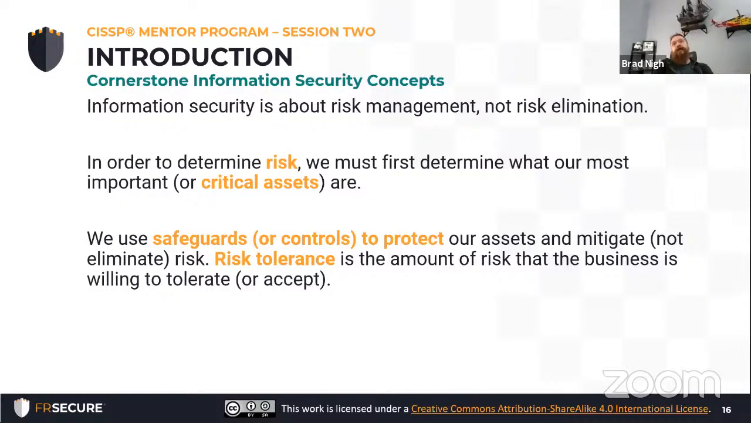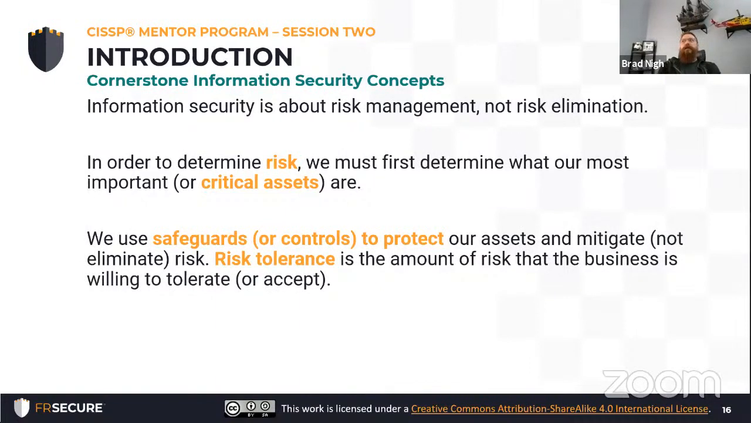So to determine that, we have to determine what our most important or critical assets are. So we're going to look at asset management, understanding what we have, right? We can't protect what you don't know. And then using those safeguards or controls to protect the assets. So you identify what your critical assets are, and then determine what the correct controls are to put in place to mitigate the risk. And then risk tolerance is the amount of risk you're willing to tolerate or accept.